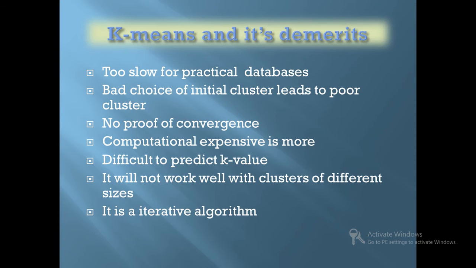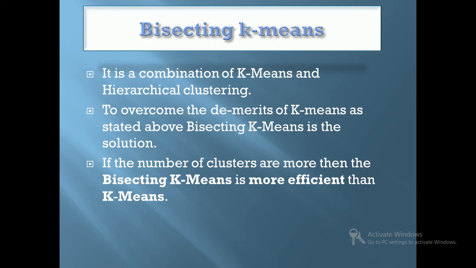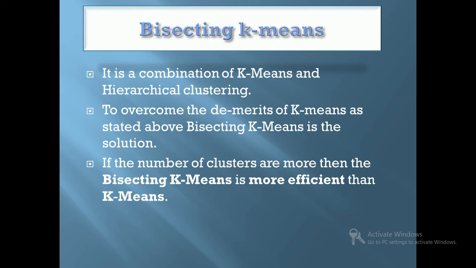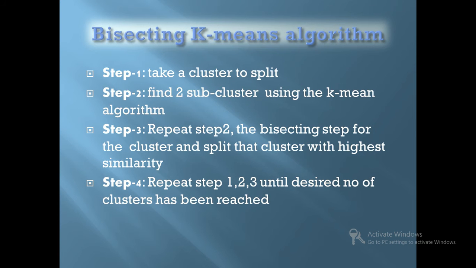But you can see bisecting K-means. When you consider bisecting K-means, the demerits that you have seen in K-means can be resolved, where it is a combination of K-means and hierarchical clustering. To overcome the demerits of K-means as stated above, bisecting K-means is the solution we can find. If the number of clusters is large, bisecting K-means is more efficient than K-means. The bisecting K-means algorithm is just like what we said about hierarchical, so the steps will be somewhat similar to the K-means algorithm.